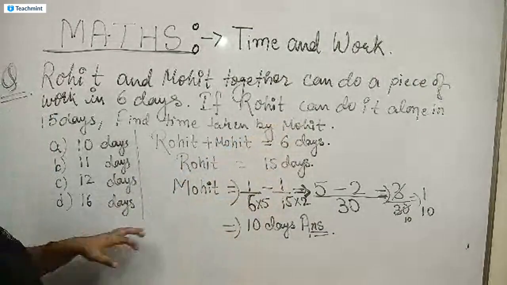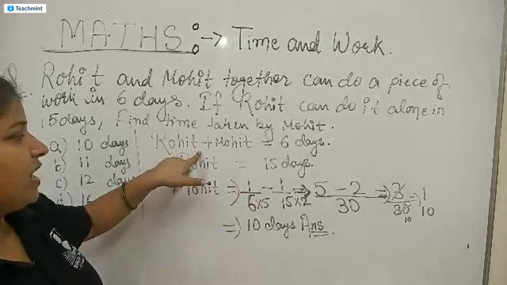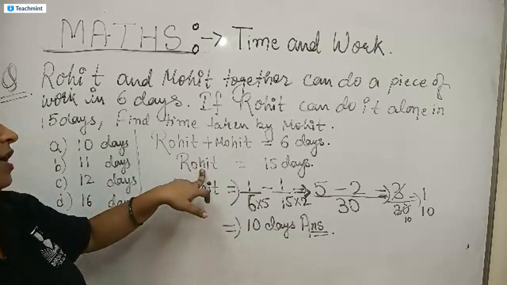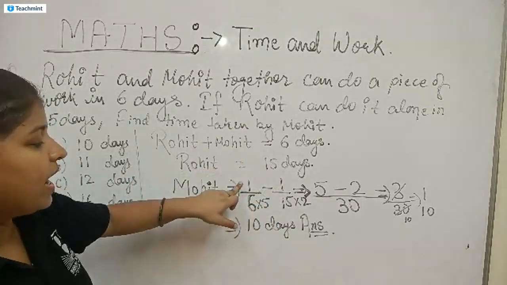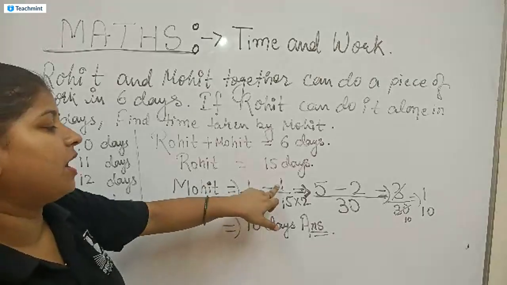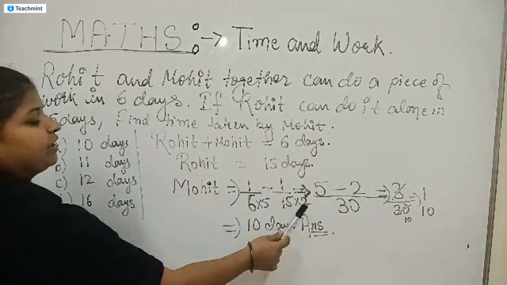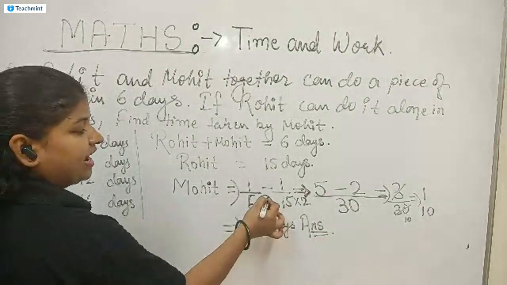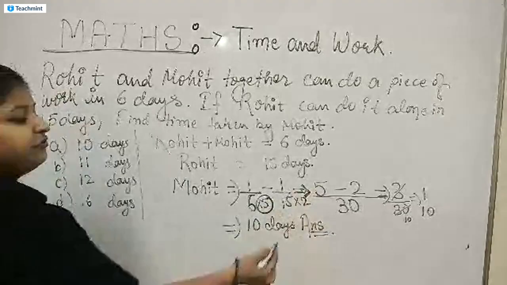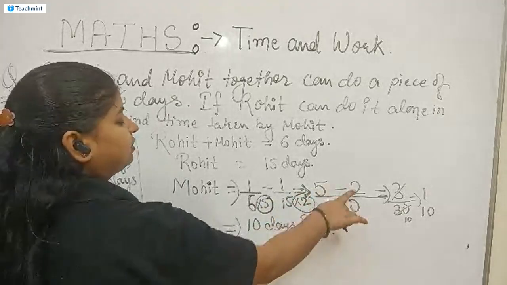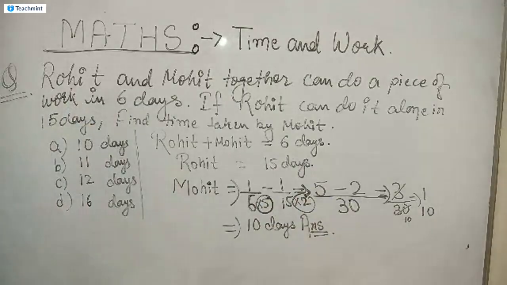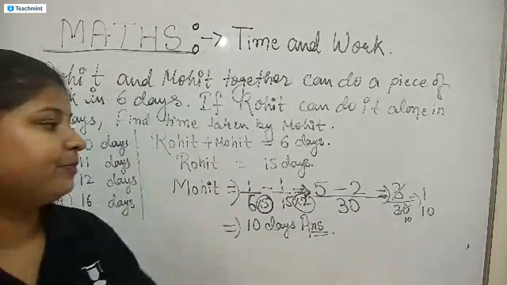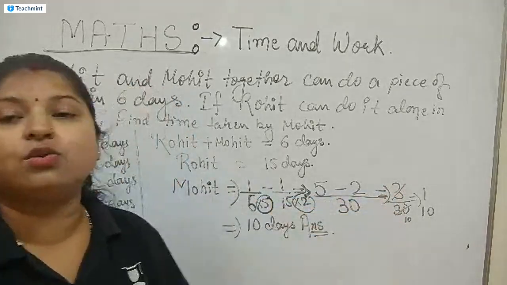So 1 upon 6 is the 1 day work of Mohit and Rohit together. And Rohit is 1 upon 15. 1 upon 6 minus 1 upon 15. The LCM of 6 and 15 is 30. In 6 you will multiply 5, that's why 5 here. In 15 you will multiply 2, that's why 2 here. Okay? So 5 minus 2 is 3 and denominator is 30. 3 ones are 3 and 3 tens are 30.